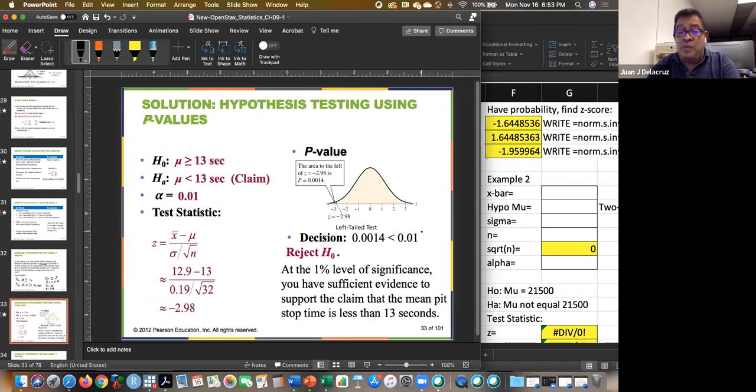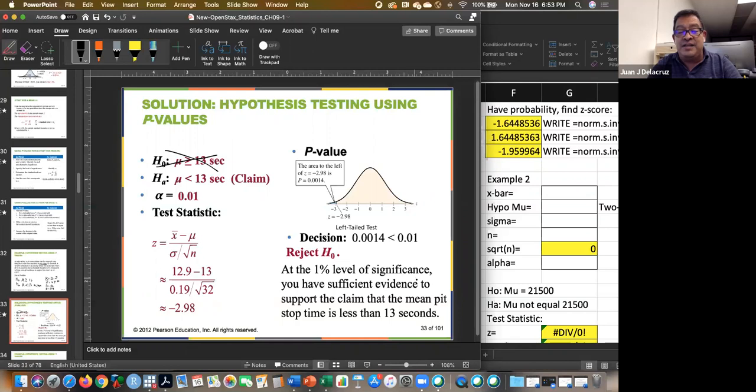level of significance is 1%. Of course, this is very low compared to this. So we are going to reject H naught. When we are rejecting H naught, we are now accepting the claim as true. So if you say, well, this is not true, then that becomes true.